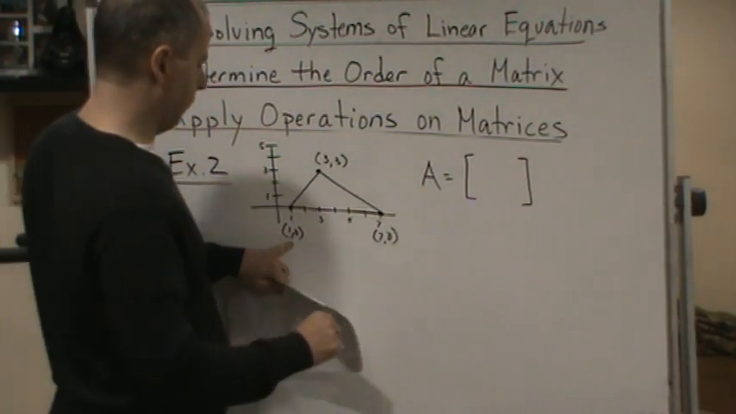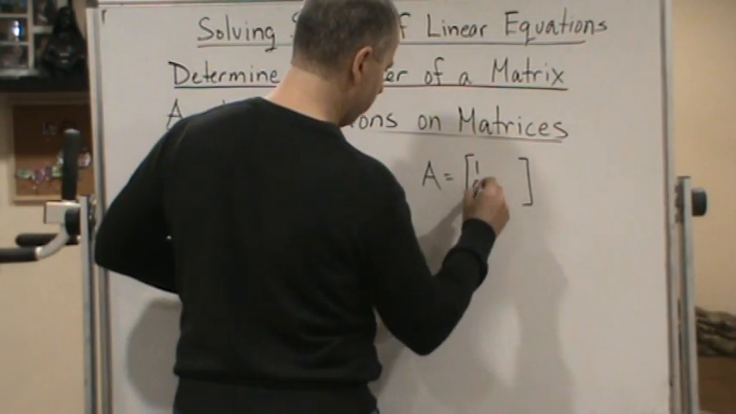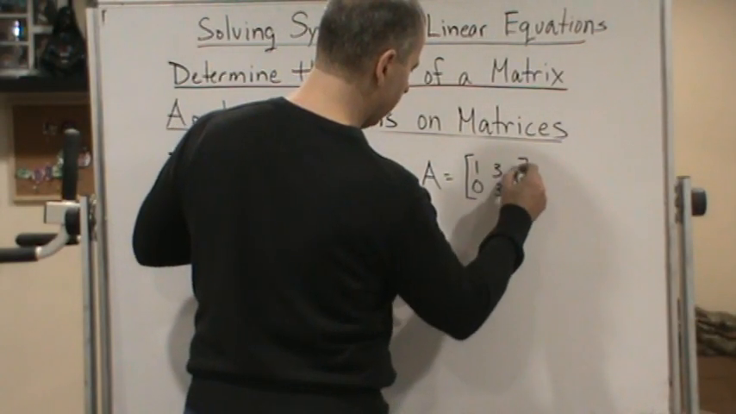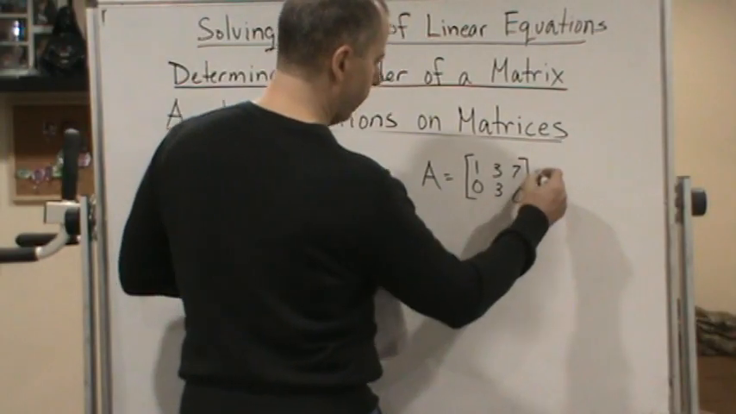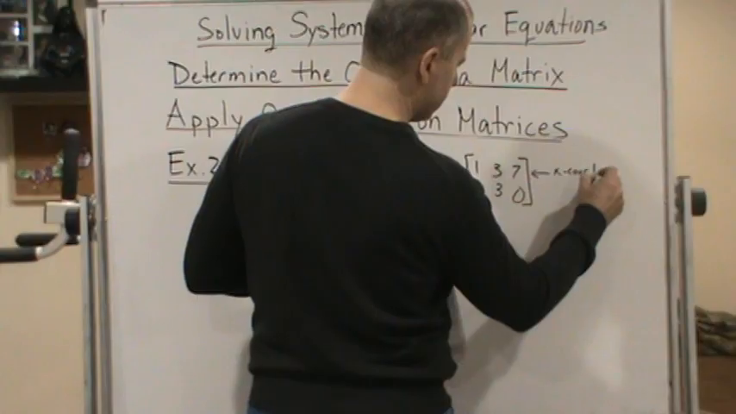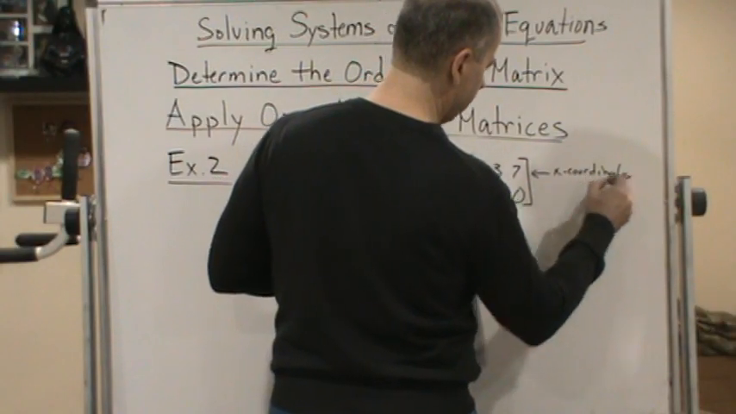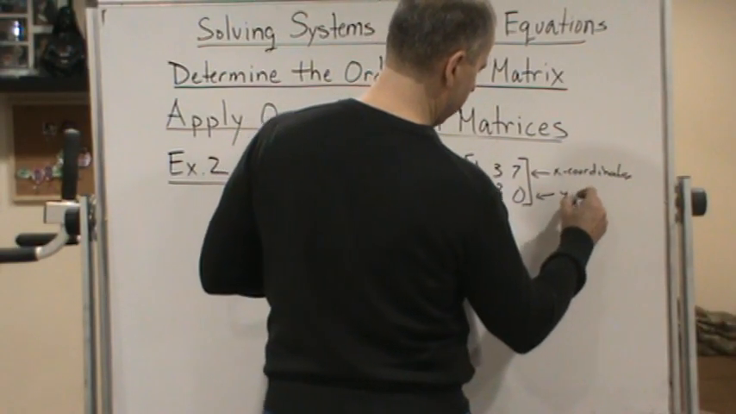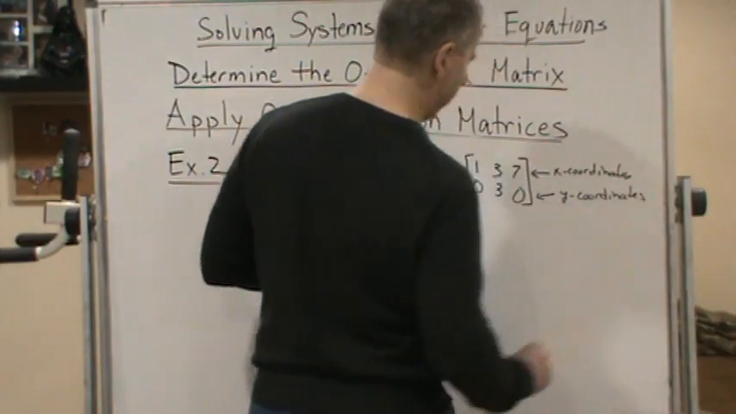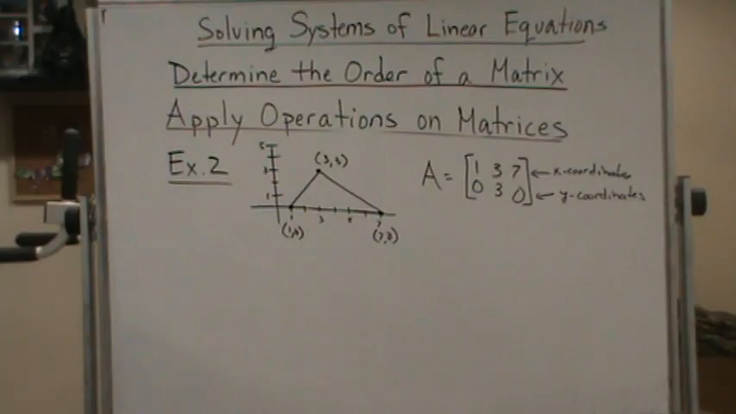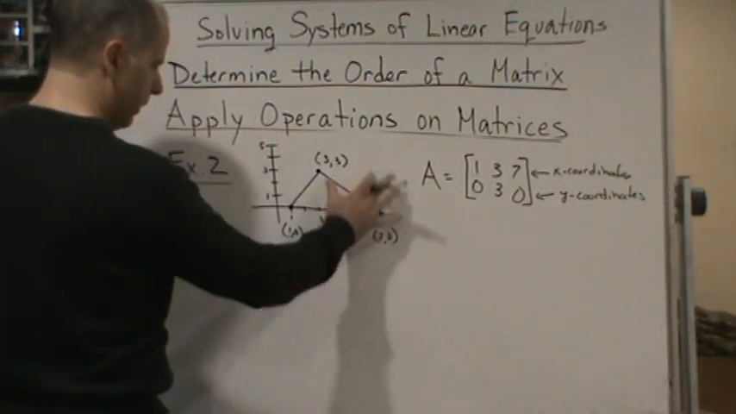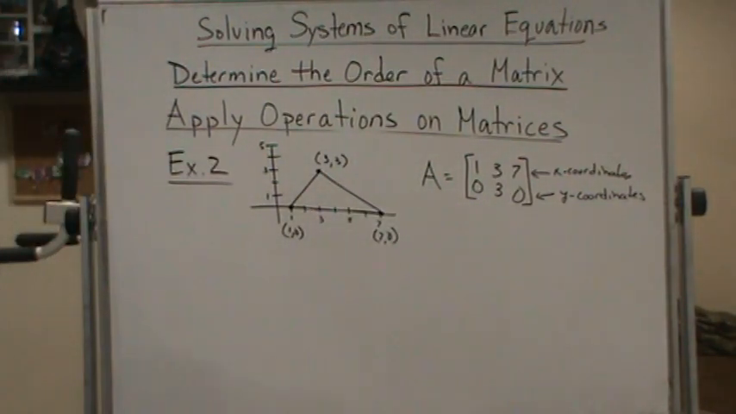So this one would be 1, 0, and then 3, 3, and 7, 0. So this here are the x coordinates, and this here are the y coordinates. Okay? So this matrix here represents the vertices of this triangle.